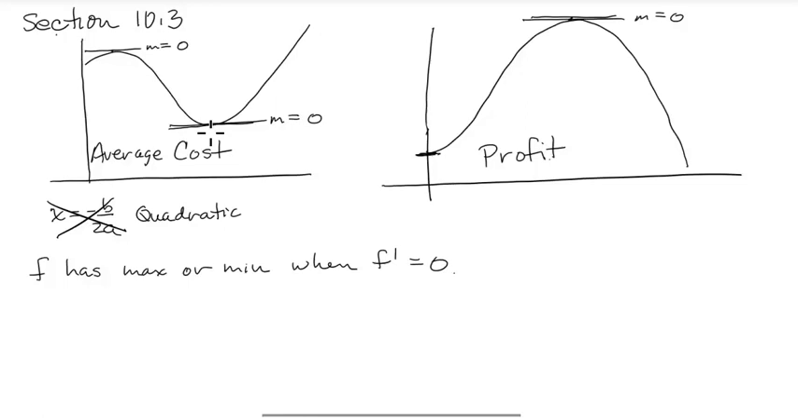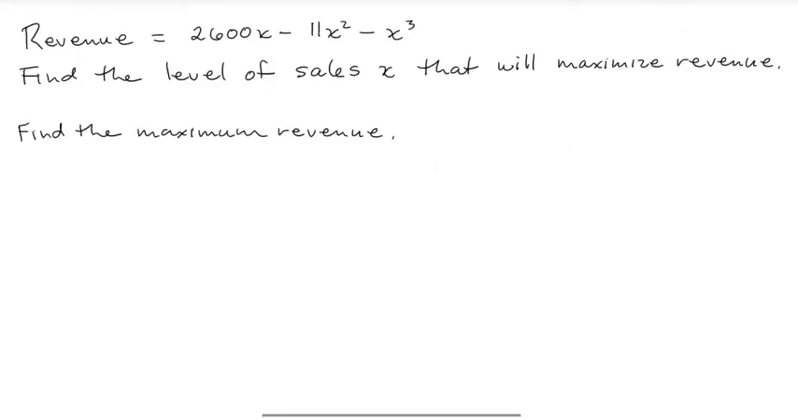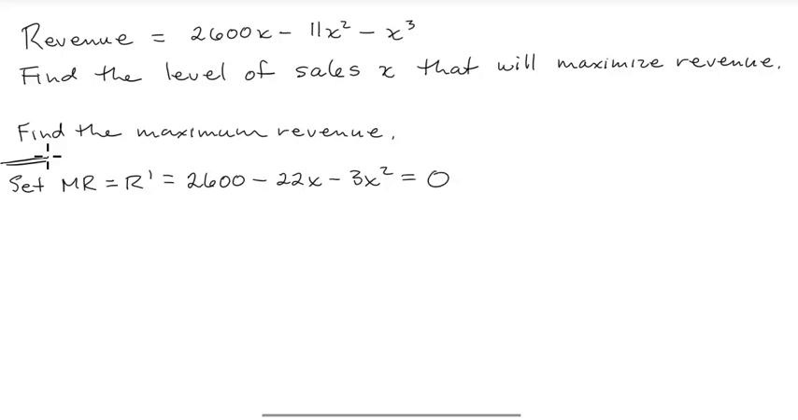Here comes our first example. We're given a revenue function and asked to find the level of sales x that will maximize the revenue and then to find the maximum revenue. So to do this, we will set the derivative, which is the marginal revenue, 2600 minus 22x minus 3x squared. That will give us our slope at any point on the graph, and we'll ask algebra to help us find where that slope is 0.